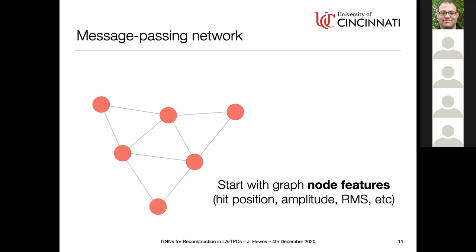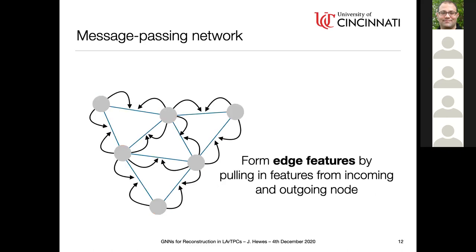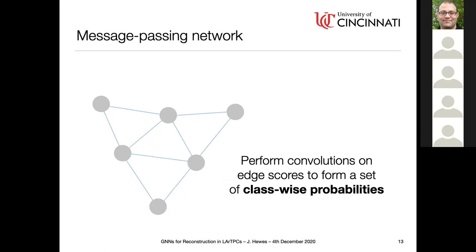What we can then do is switch to looking at the edges and form features on the edges by pulling in the features from the two nodes that are attached to it. So for one of these edges on the left, I don't think you can see my mouse here, you can pull in the features from the incoming node and the outgoing node and concatenate those together. Those collectively can form features on the edge. Now that I have a tensor of features for each edge, I can feed that into a simple neural network, really just a linear layer followed by activation and softmax. And I can use that convolution layer to form these new edge scores.